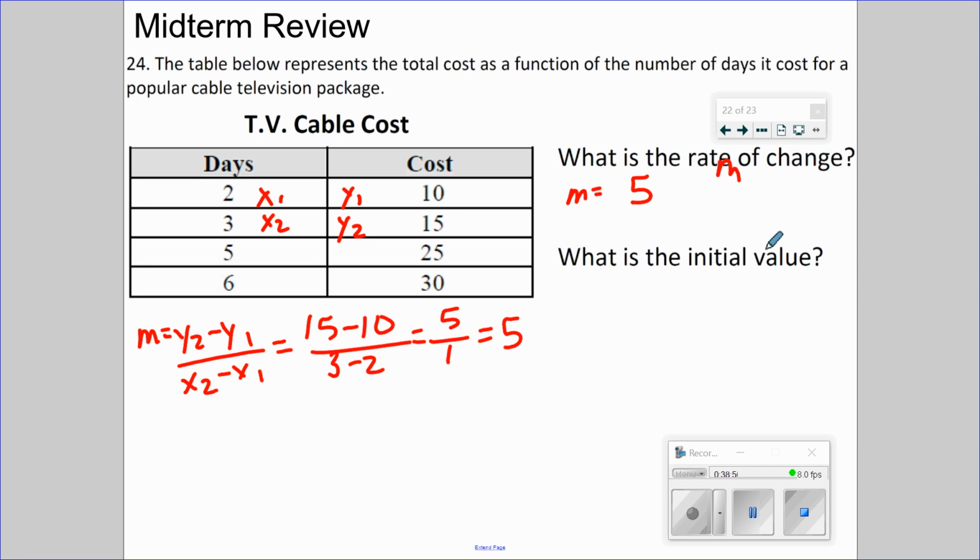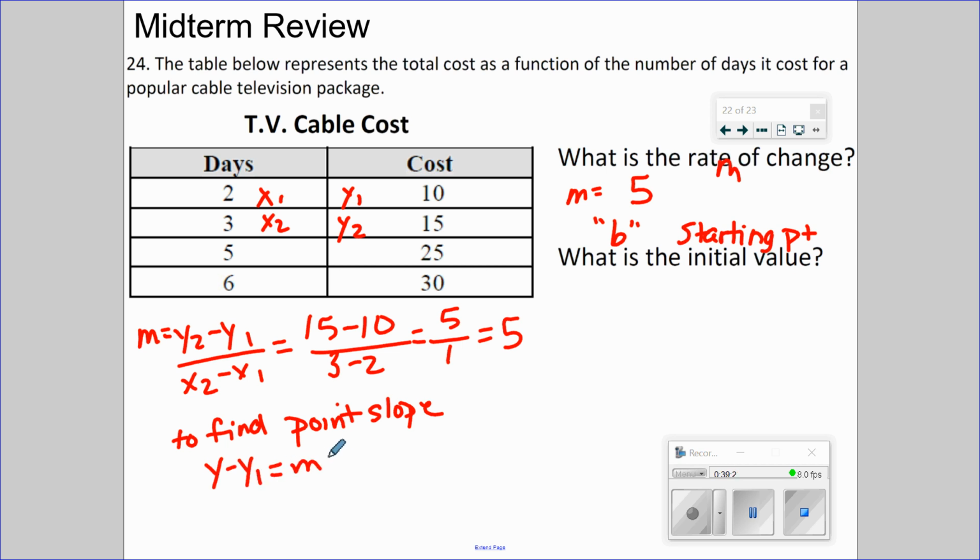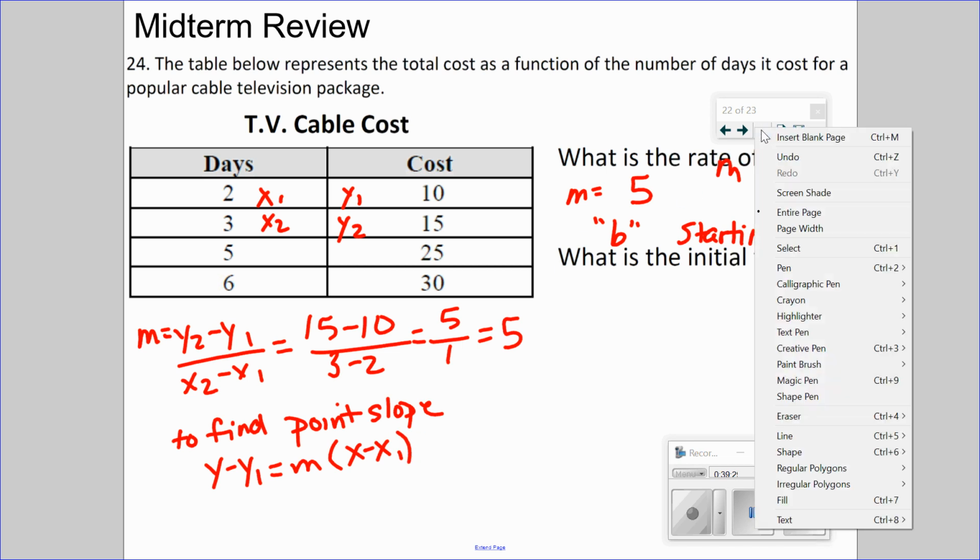What is your initial value? That's your starting point or your B. To find the B, you have to use point slope form. So here we go. We go y minus y1 equals m times x minus x1. Now let me change the color ink so you could see it better. Okay, let's go into green.